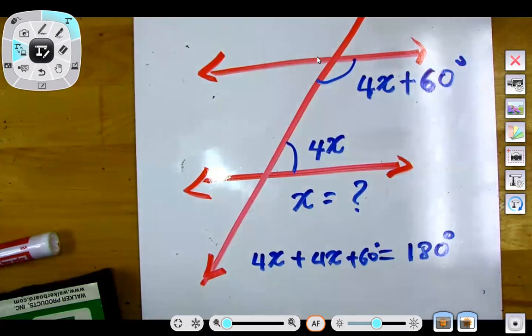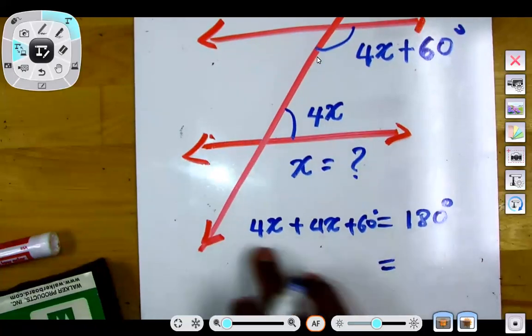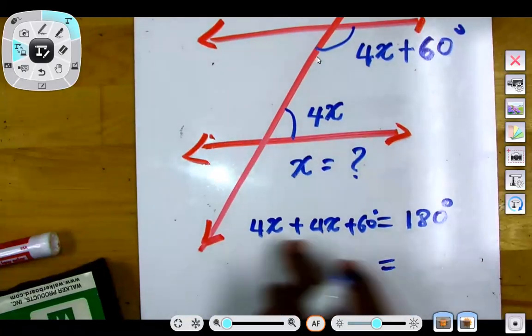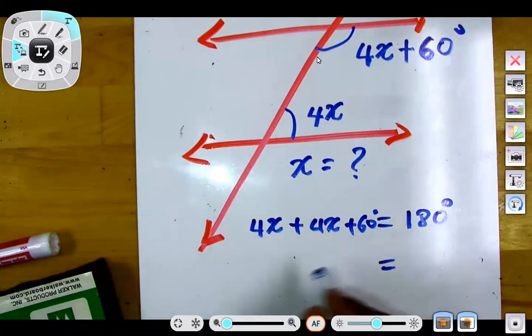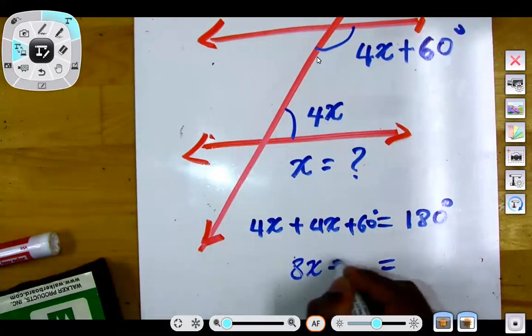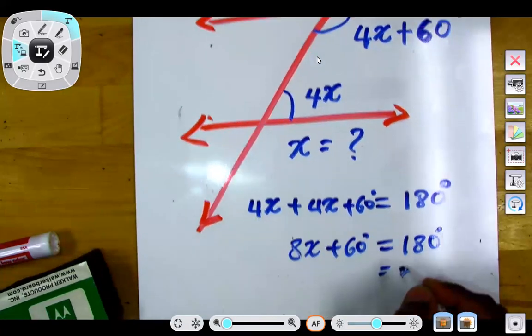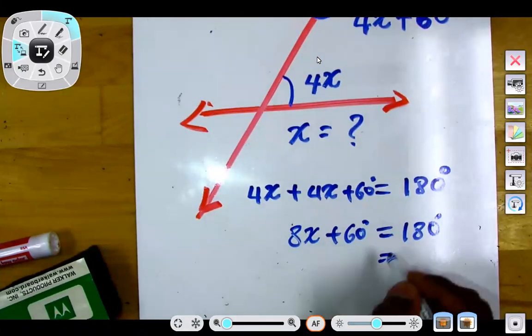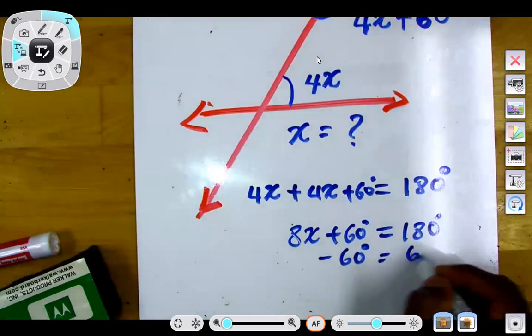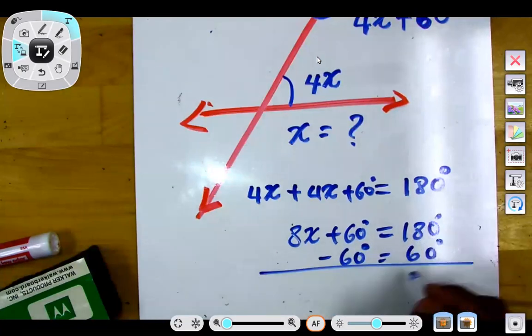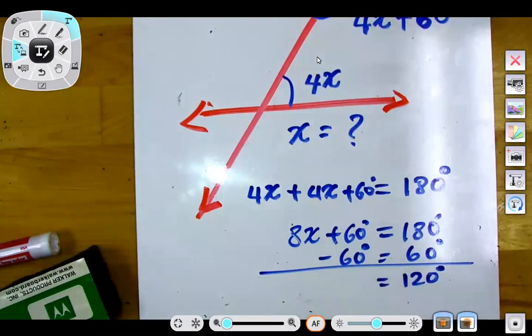Now, what's going to happen? 4x plus 4x, those are like terms, both of them are x. So I'm just going to write it as 8x plus 60 is 180 degrees. Now we just have to solve for x. I'm going to subtract 60 degrees from both sides. So then you will end up with 120 degrees is equal to 8x. All right. So what is x? You're just going to divide by 8 on both sides.